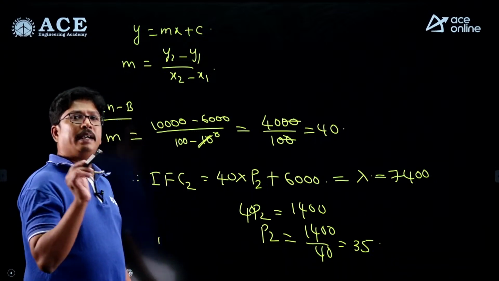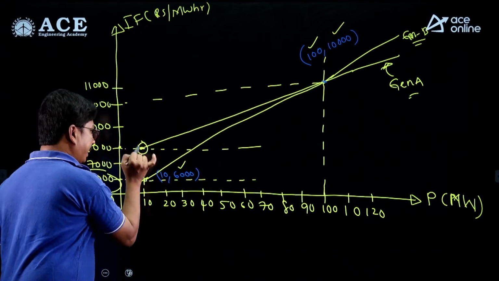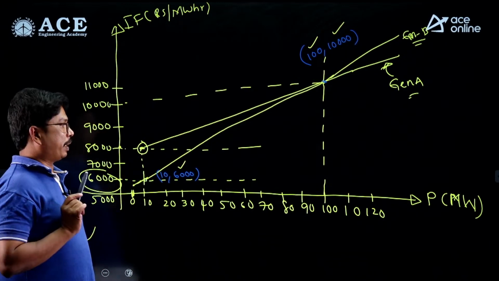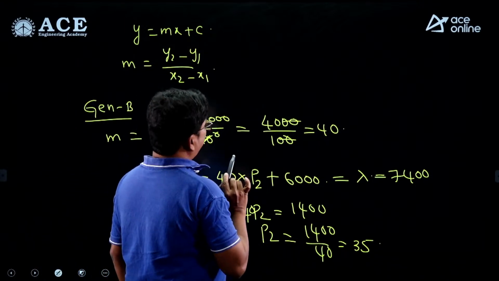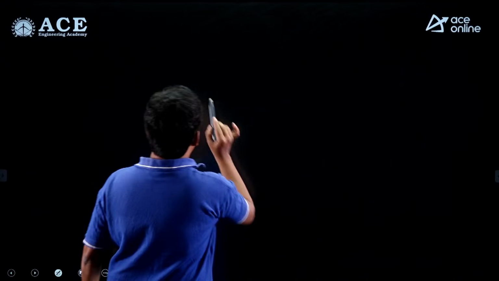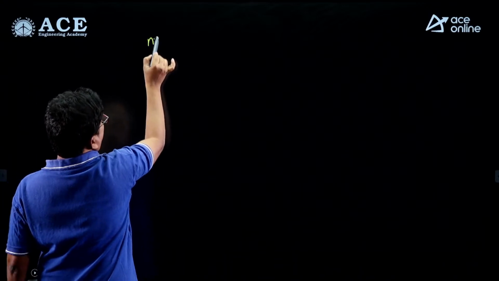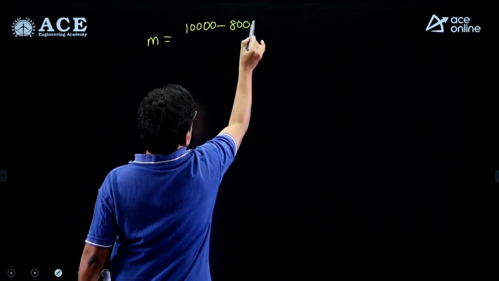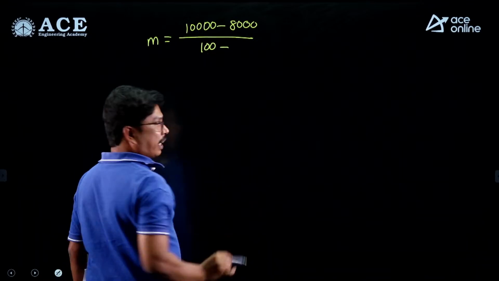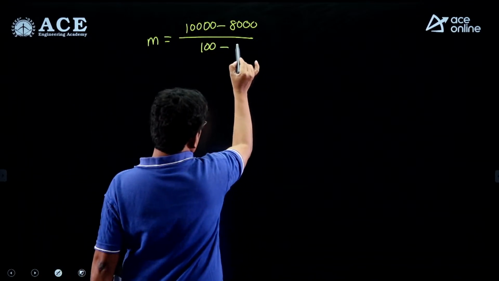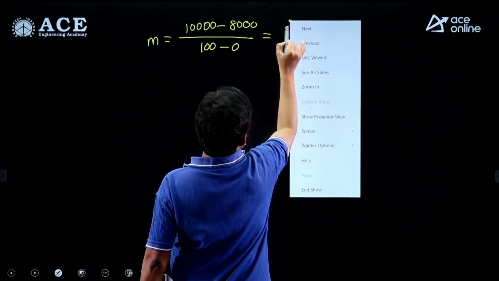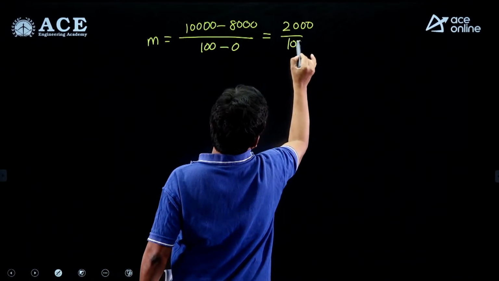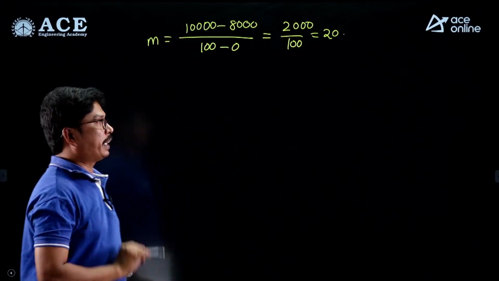And it depends on the point where you are going to start this one, right? If you are starting at this point or if you are starting somewhere here, based on that you have to calculate the value of generator 1. So for generator 1, if you are calculating the slope, m will be 10,000 minus 8,000 divided by 100 minus 0 or 100 minus 10. That will be given in the question here. Suppose if it is 0, it will be 2,000 divided by 100, so that it will be 20. Right, students.